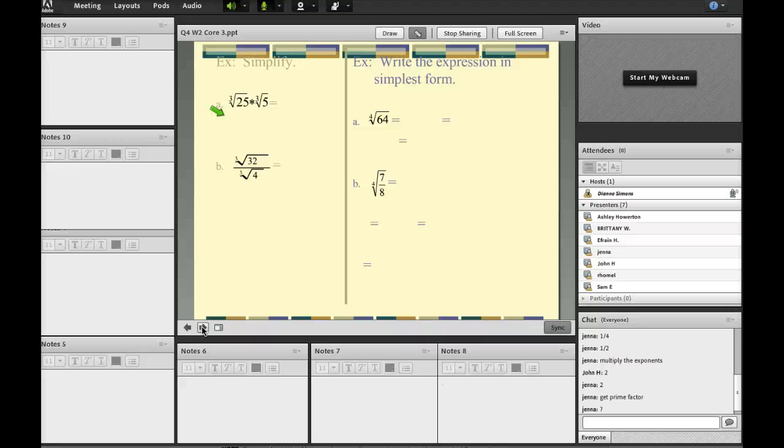Get a prime factor? You could, but it's the cubed root, right? Since they have the same root, you can multiply them together. All right? Make sense? I thought we went over this. If we didn't, okay, sorry.